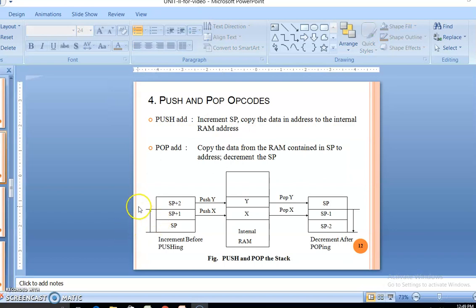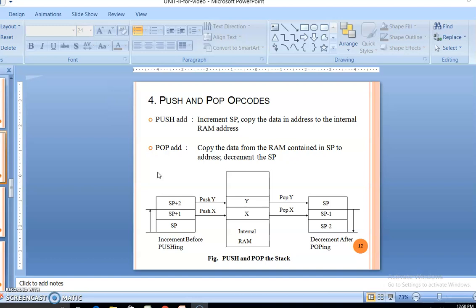Example, I am not defining any SP, I am not executing any instruction to define the stack memory. Then the default memory location of the stack memory is 07H. So if you have not defined SP, the default SP value is 07H. Remember this.